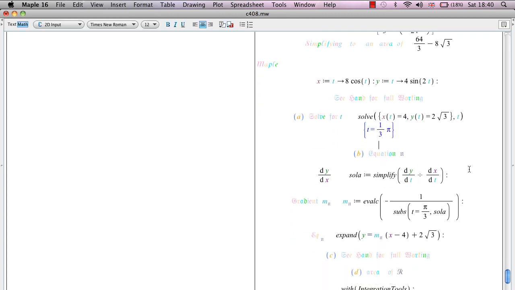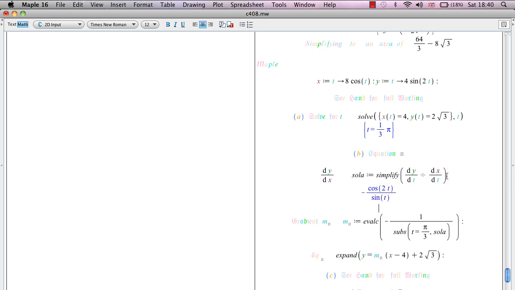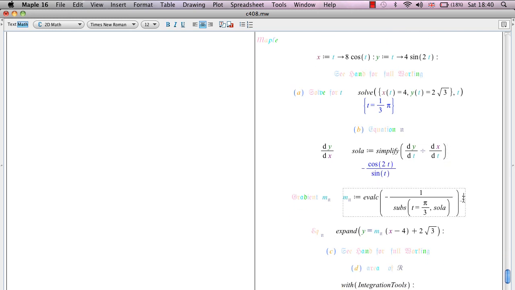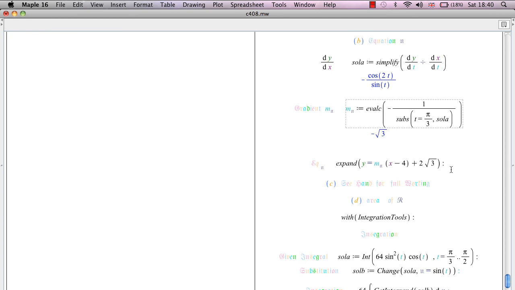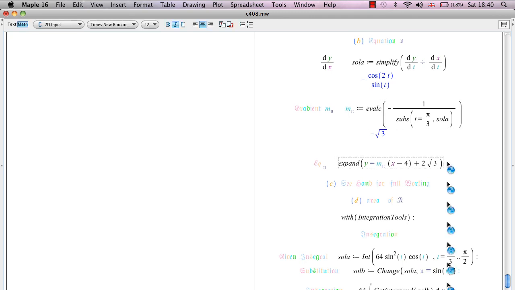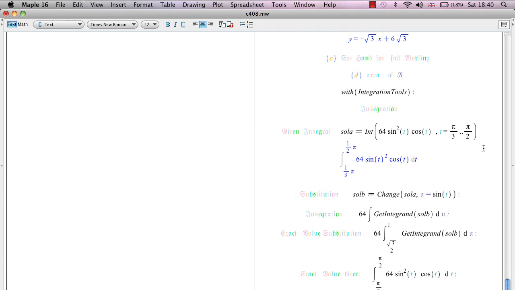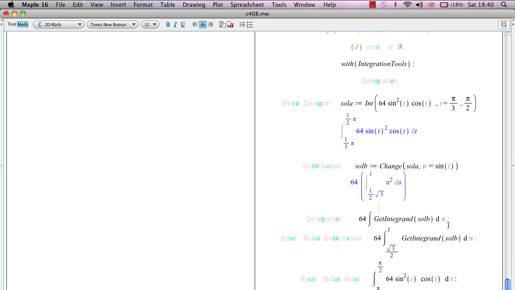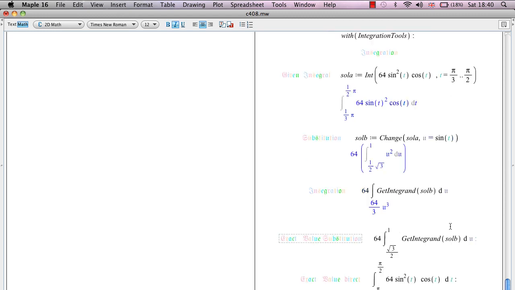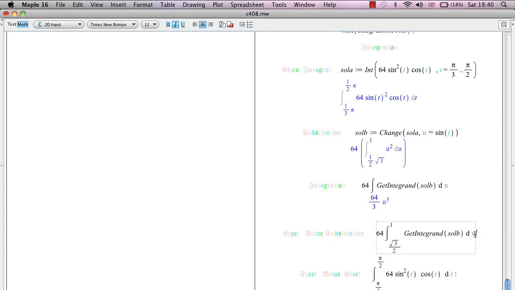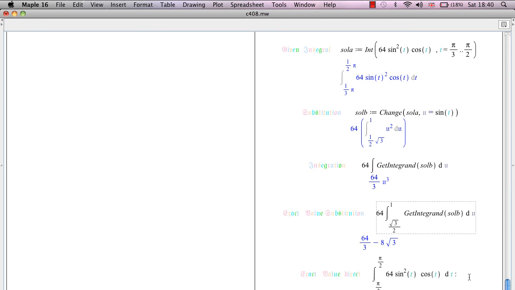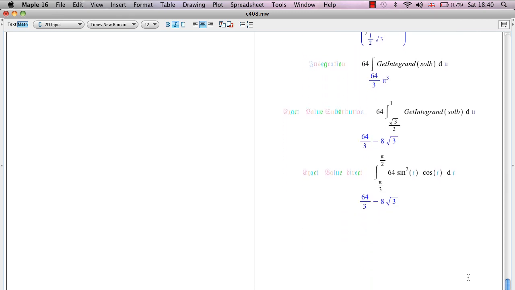Solving for t in A, our expression for the gradient of the normal, and the equation of the normal, the given integral, and the substitution, and the integration, and the exact value.